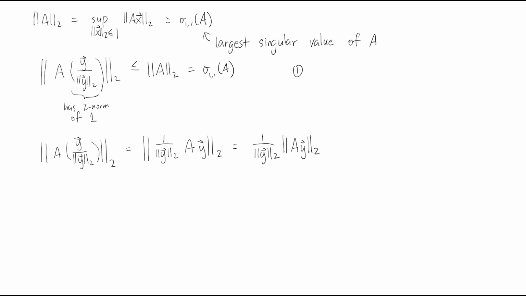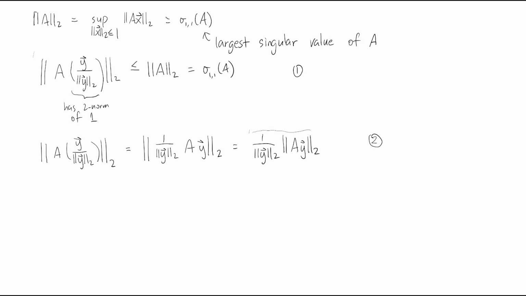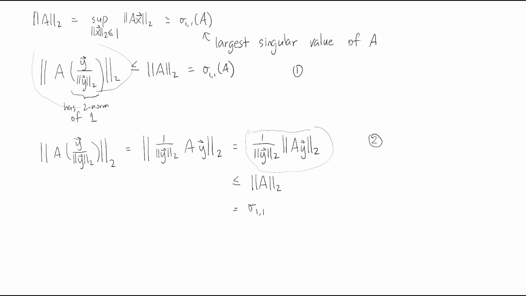Okay, so now we have 2. So that's the second part, so we're not going to put everything together. So from 2, now we're going to apply 1, sorry. So this part is equal to this part, right? So these two are equal based on 2. So now using 1, we can say that this is less than or equal to the 2 norm of A, which is then equal to sigma 1 1 of A.